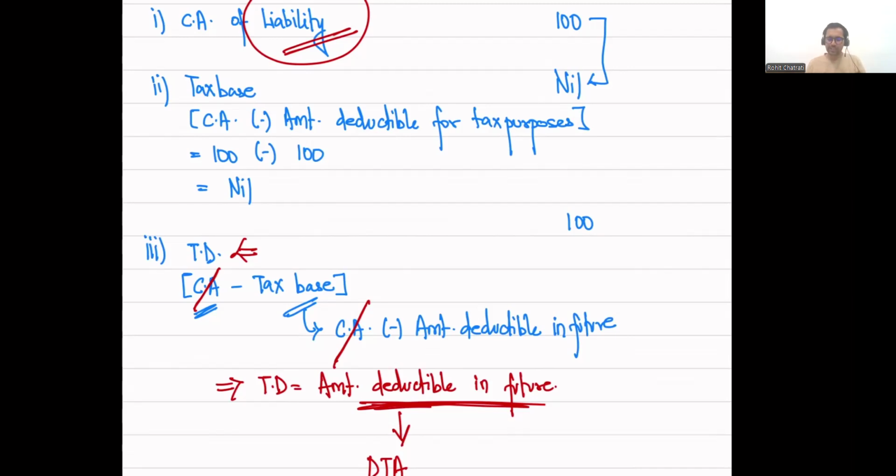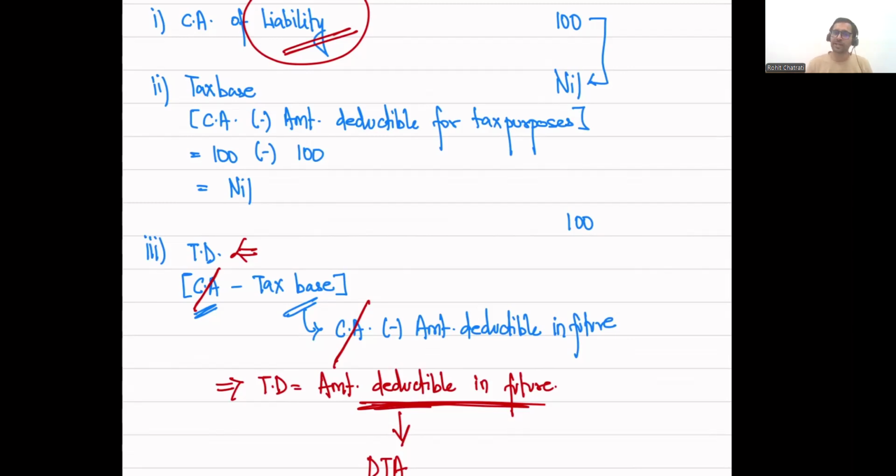All right. So what are we actually doing here? Carrying amount minus amount deductible in future. Therefore, the two carrying amounts are knocking each other off, and the temporary difference is equal to the amount which is deductible in future. Now, if you also recall, I gave you an interpretation for assets.